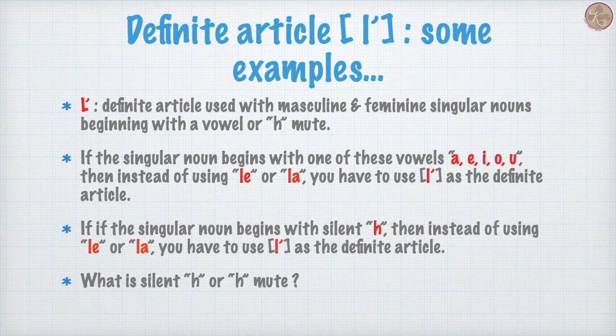Now let's look at the third definite article, L'. Now L' is nothing but le or la. The e in le and the a in la are dropped and it becomes L' for phonetic reasons.